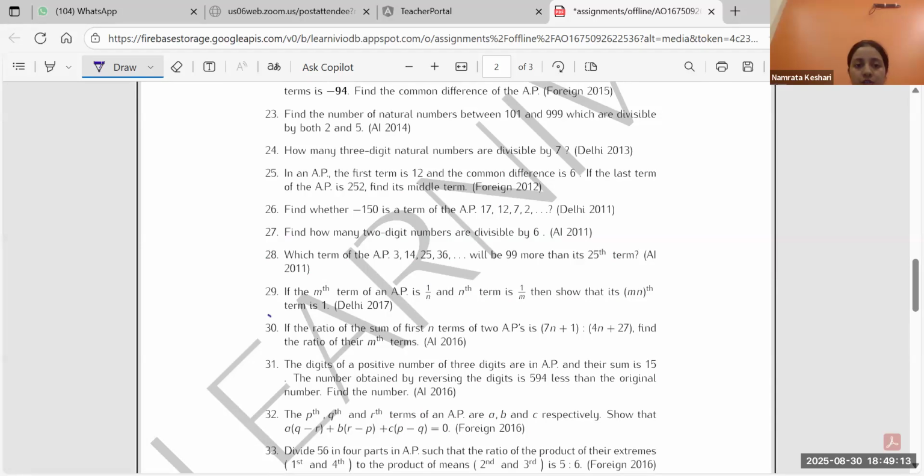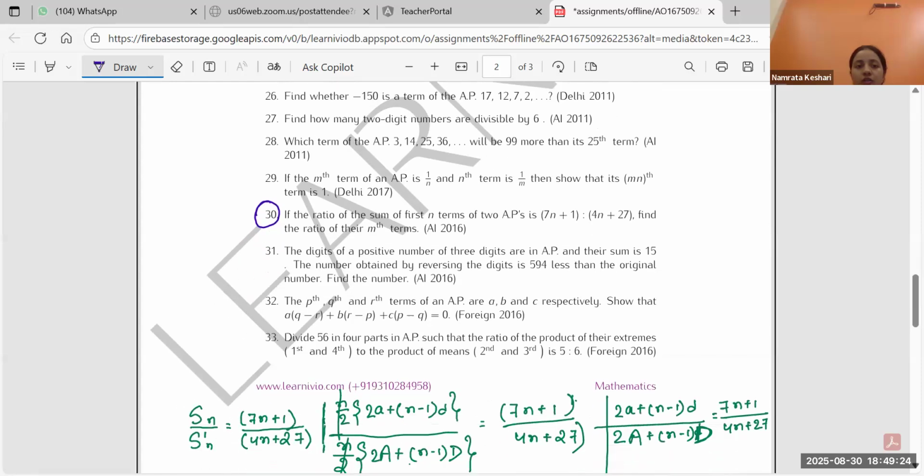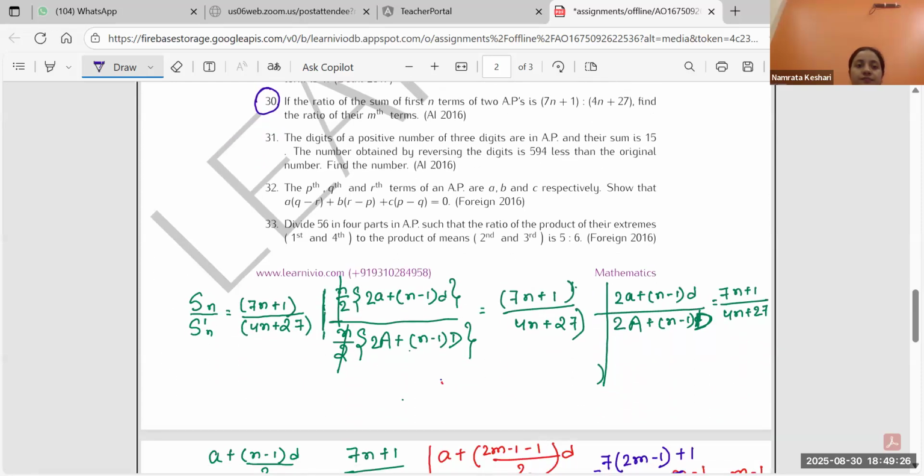First, you can take this question number 30. If the ratio of the sum of first n terms of 2 APs is this, find the ratio of their mth terms. If you are done with writing the question, then you can check the solution.